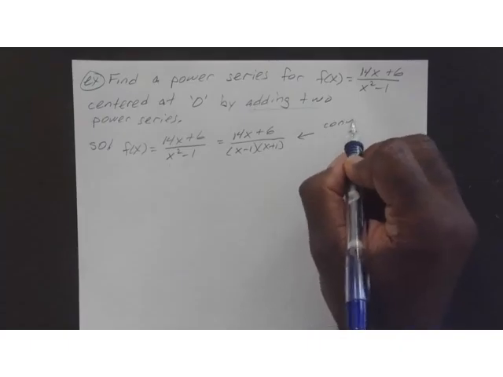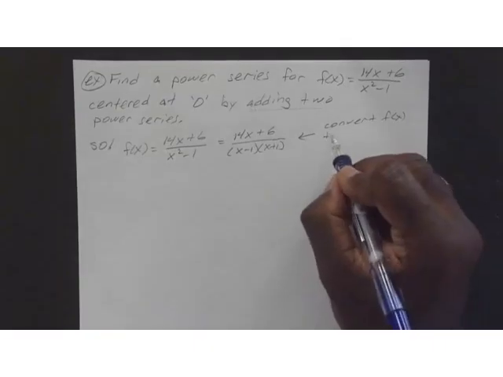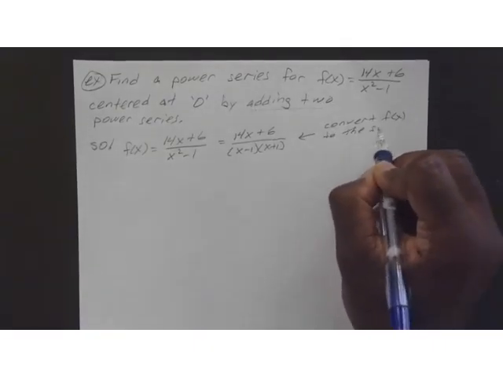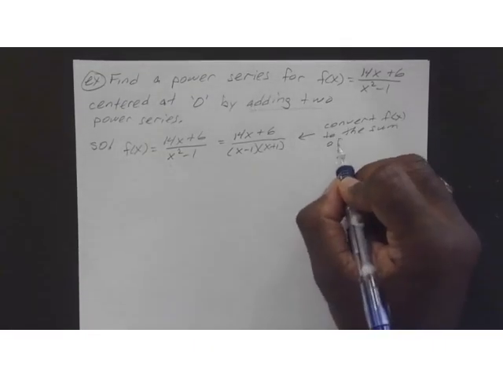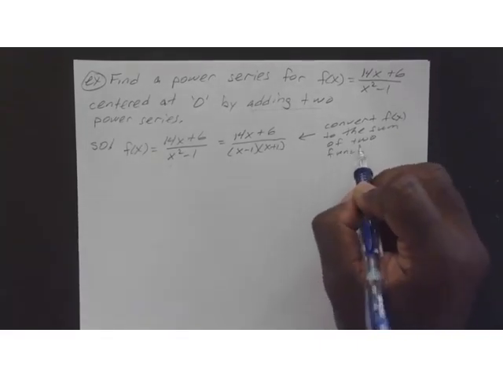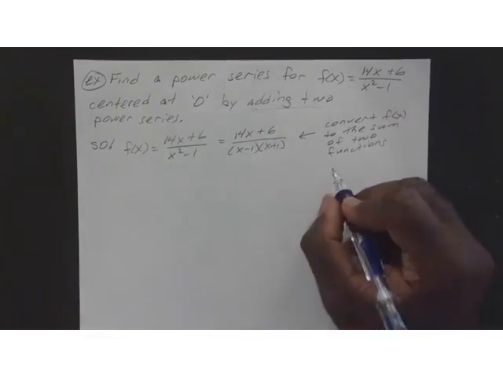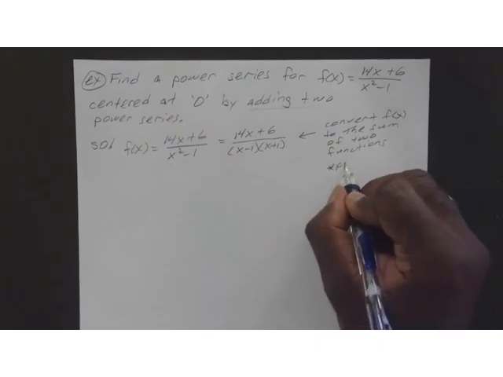So we want to convert f of x to the sum of two functions. Okay, so that should look familiar because what we're going to use are partial fractions.